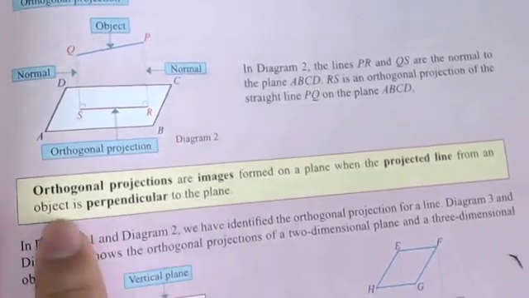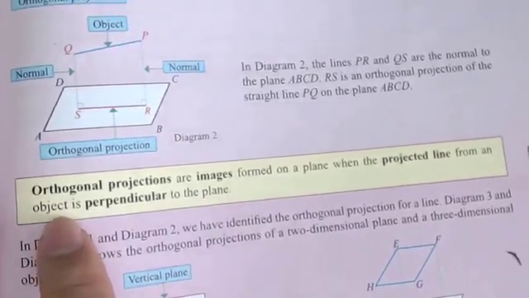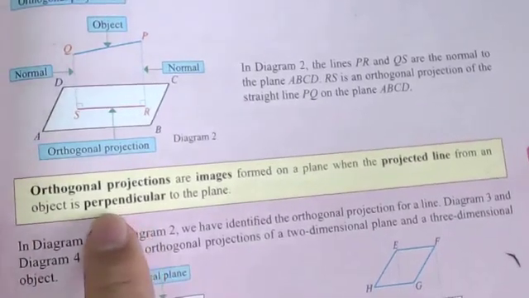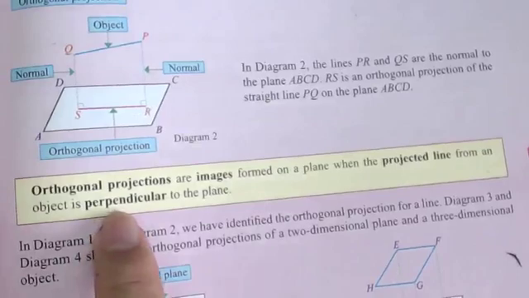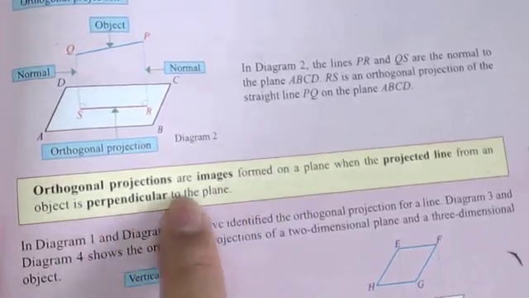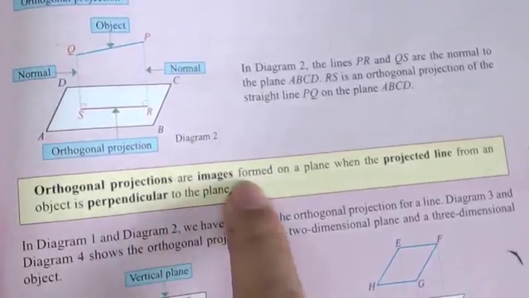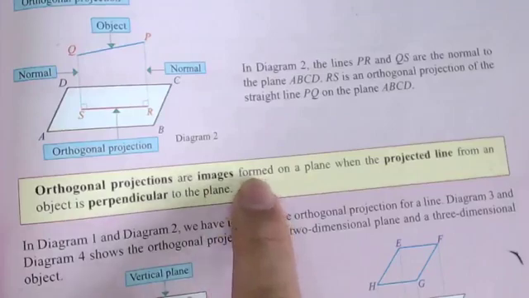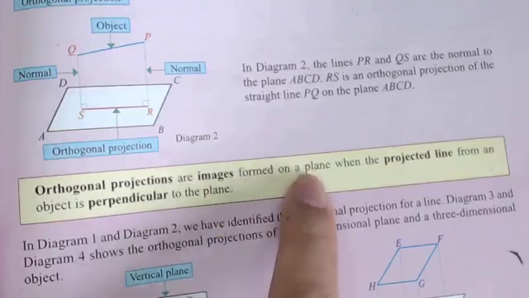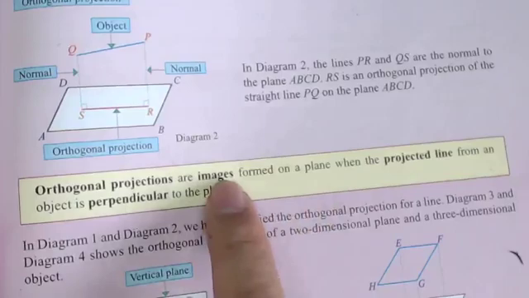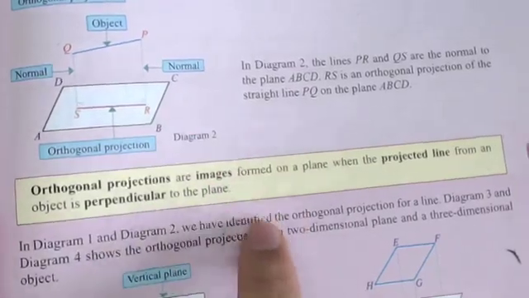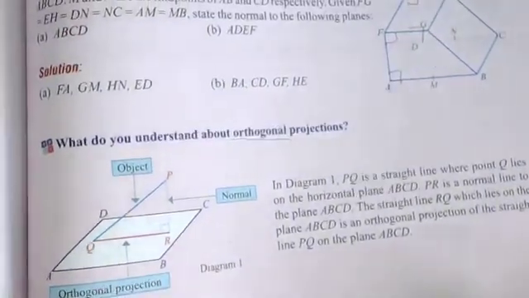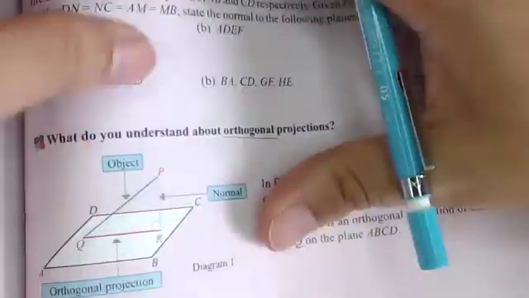So this object, if we make a line which is perpendicular to the plane, then we see the image being formed on a new plane. Yeah, you don't see this clearly. As usual, you need one or two examples, then you will start to see what this means.